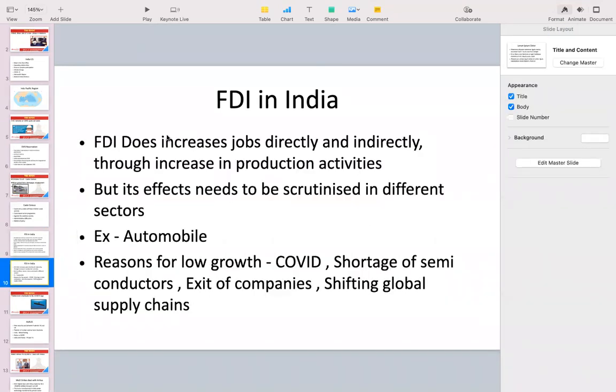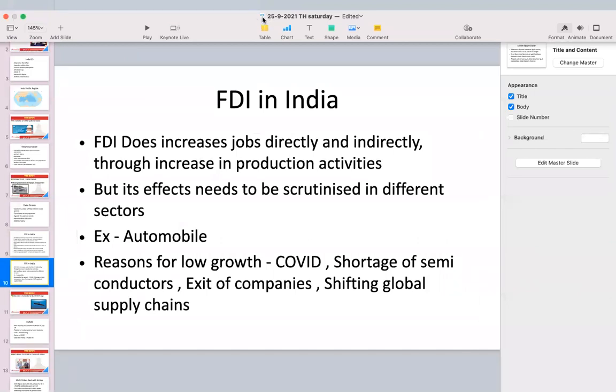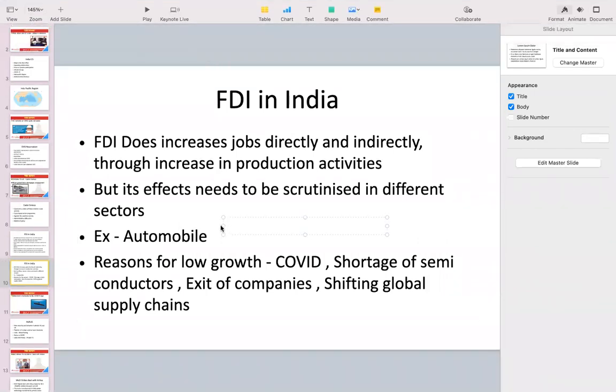We are trying to increase the jobs by increasing FDI, but in all the sectors, it is not working perfectly. For example, automobile. All of you must have heard about Ford. The Ford company has decided to exit India, which is not a very good thing. Okay. Are we totally responsible for this? No. See, there are many reasons in various sectors, like COVID disruptions.